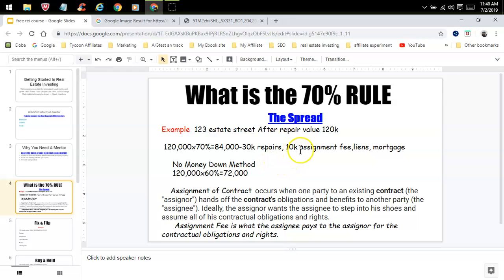So the question is, what is an assignment fee? Assignment fee is associated with a document called the assignment of contract. Now, what is that? Assignment of contract occurs when one party to an existing contract, the assigner, hands off contract obligations and benefits to another party, the assignee. Ideally, the assigner wants the assignee to step into his shoes and assume all contractual obligations and rights. This assignment fee is what the assignee pays the assigner for the contractual obligations and rights.